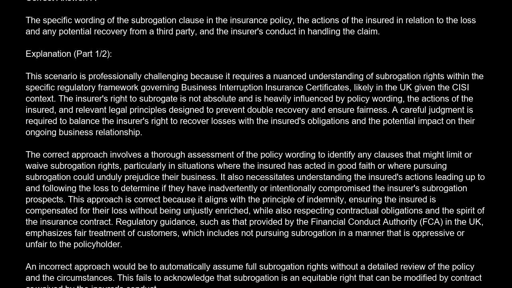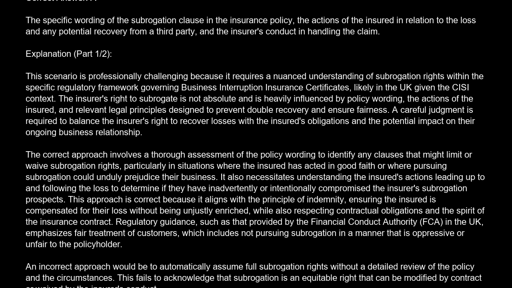Explanation. This scenario is professionally challenging because it requires a nuanced understanding of subrogation rights within the specific regulatory framework governing business interruption insurance certificates. Likely in the UK given the SISI context. The insurer's right to subrogate is not absolute and is heavily influenced by policy wording, the actions of the insured, and relevant legal principles designed to prevent double recovery and ensure fairness. A careful judgment is required to balance the insurer's right to recover losses with the insured's obligations and the potential impact on their ongoing business relationship.